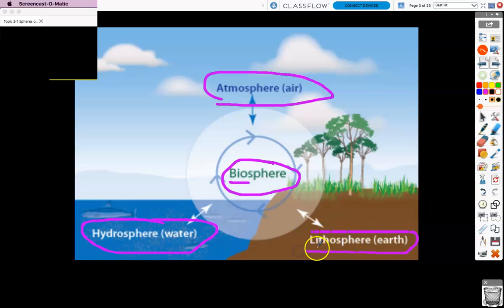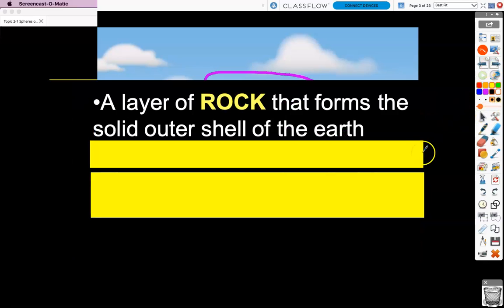So the prefix lith, L-I-T-H, comes from the word for rock. The way I remember lithosphere is it's land. So the land that you stand on is the lithosphere. L for land, L for lithosphere. So if you remember land is lith, that'll help you. L for land, L for lithosphere. So let's start with the lithosphere.